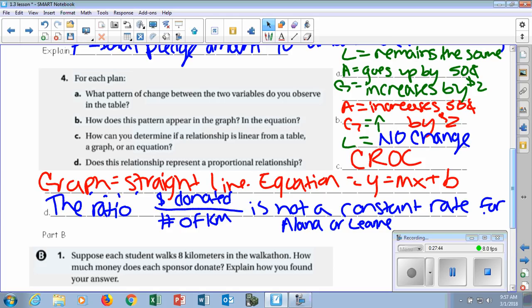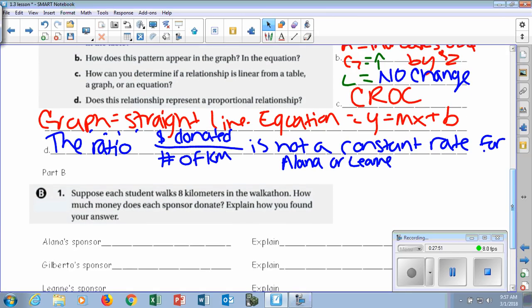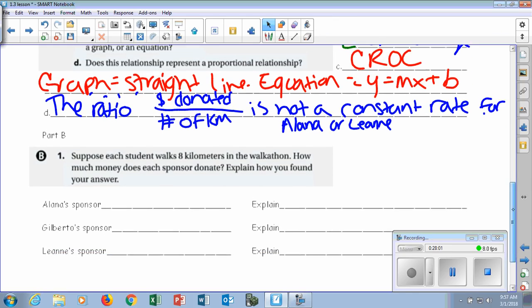So let's see if we can get through at least 1B for Elena, and then we'll finish up tomorrow. It says in 1B, suppose each student walks 8 kilometers in the walkathon. Now they're telling us our distance of how far we're going. How much money does each sponsor donate? Explain how you found your answer.